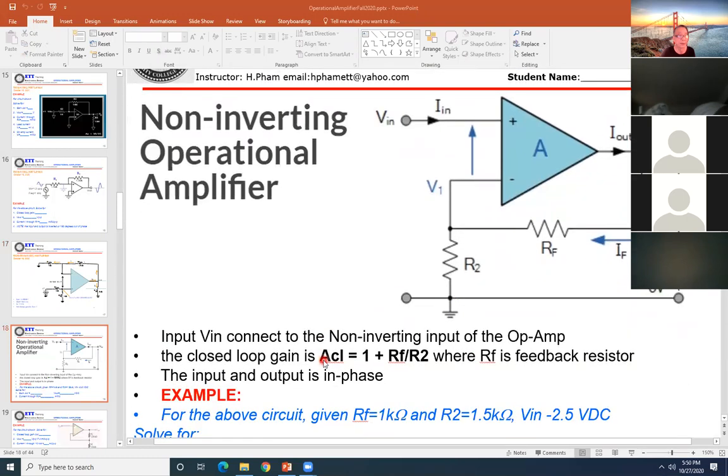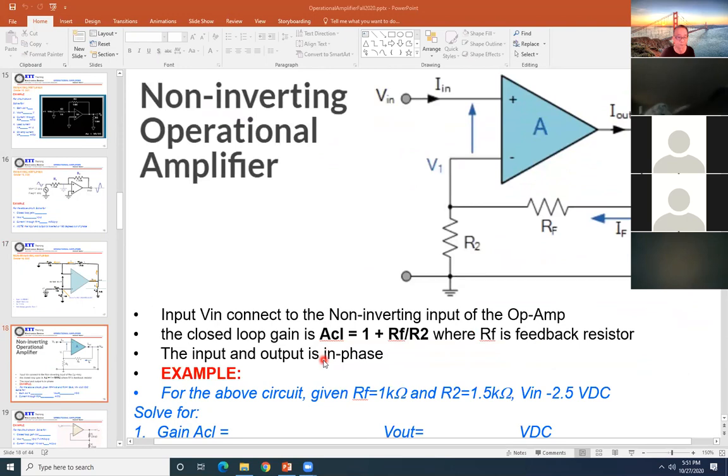That one also, yesterday we already did. Only one thing: the gain of the non-inverting always has to be greater than 1. The thing is ACL equals 1 plus RF over R1. So it must be greater than 1 all the time.